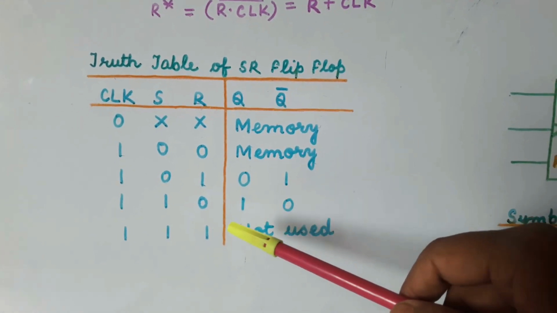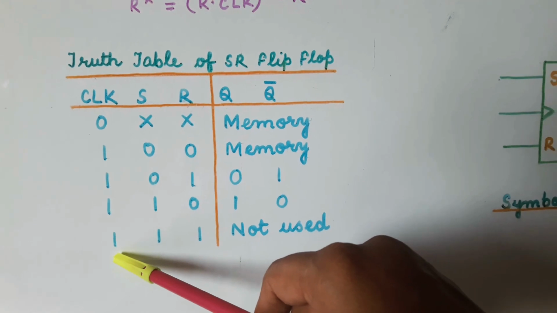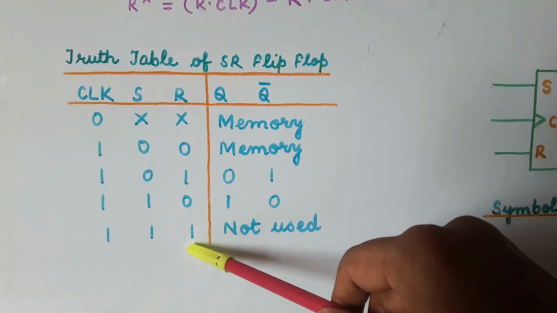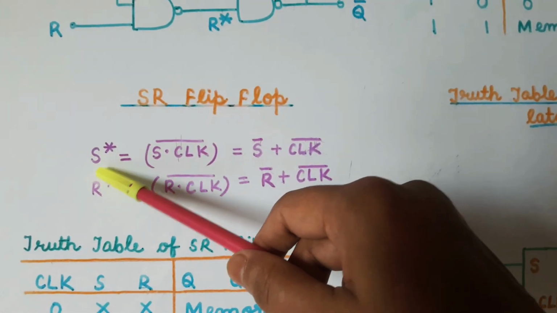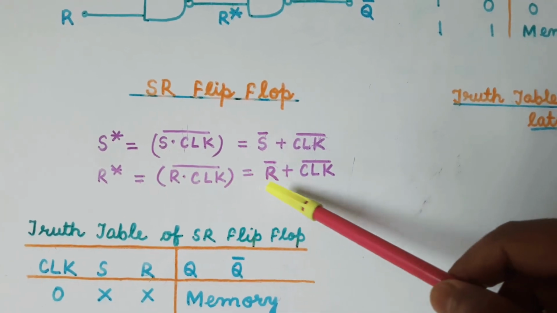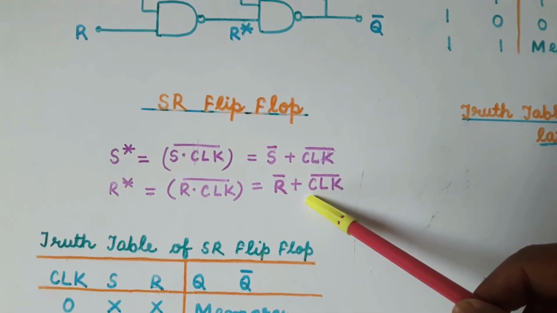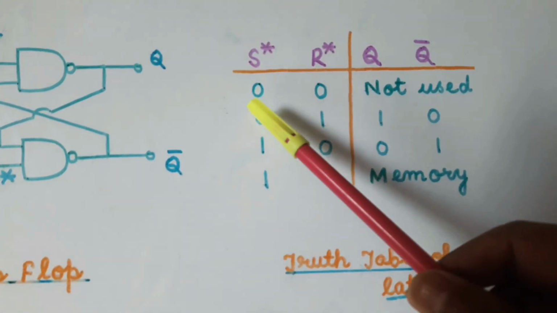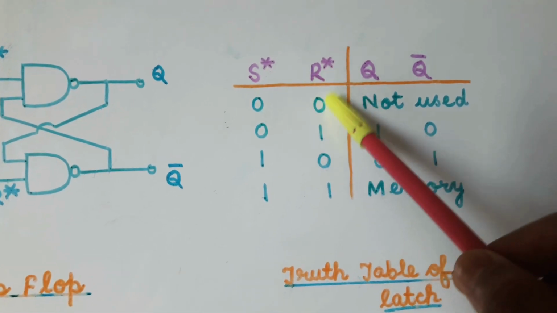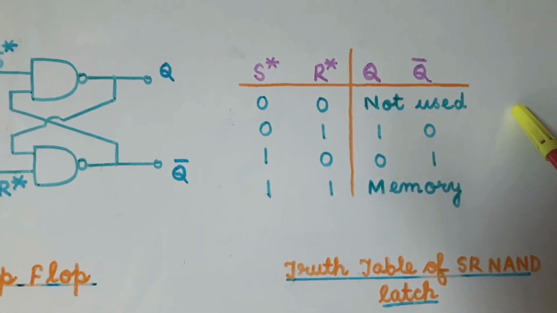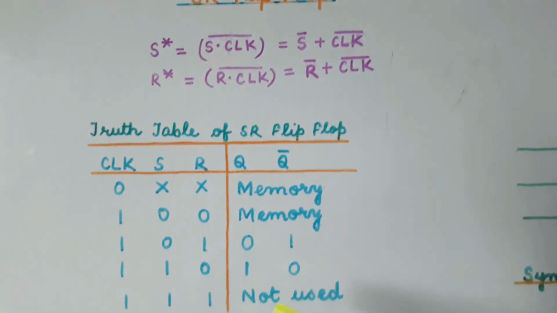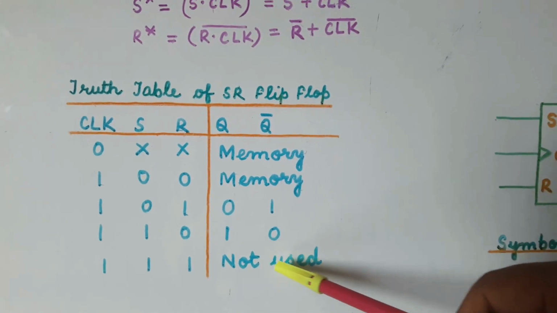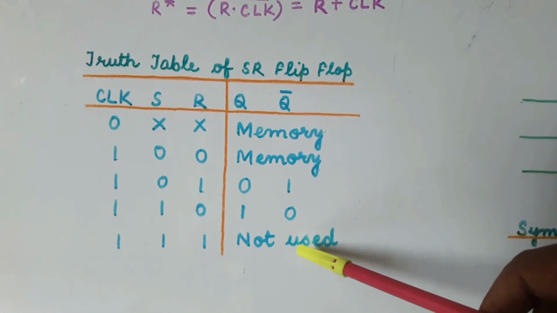Now let us check for the last case, that is when the value of clock is high and the value of S is 1 and the value of R is also 1. So in this case, the value of S star will be 0 and the value of R star will also be equal to 0. And when we check this from the truth table of the SR latch, we find that when the value of S star and R star are both equal to 0, this is the not used case. So in this case, when S and R are both equal to 1 and clock is also equal to 1, we will get the not used case. This is the contradictory case.